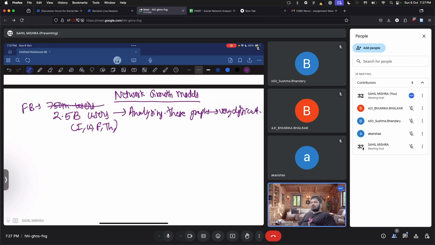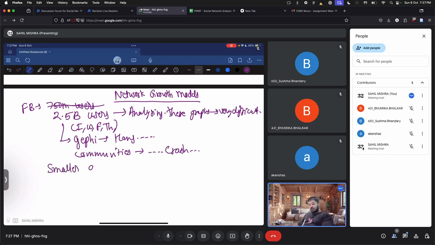Why? Because if you import a 2.5 billion user graph in Gephi, Gephi will hang. It doesn't have that much memory, and if you start finding communities, etc., it will start to crash. So we need some smaller graphs which mimic the properties of bigger graphs.